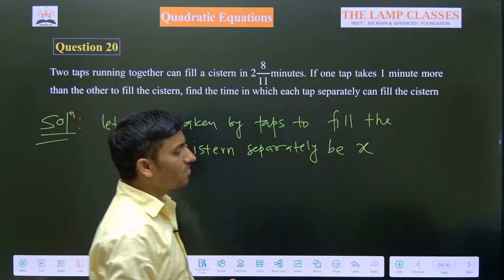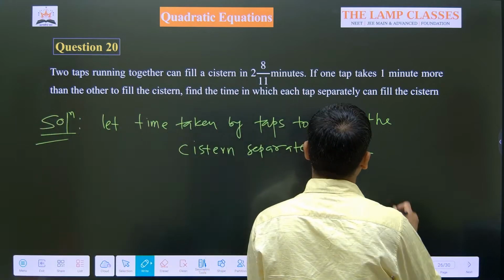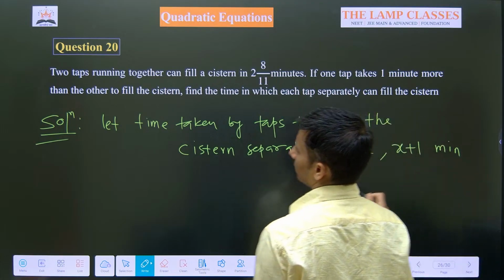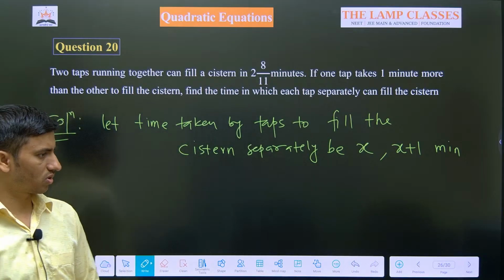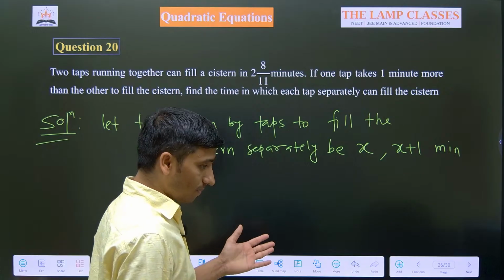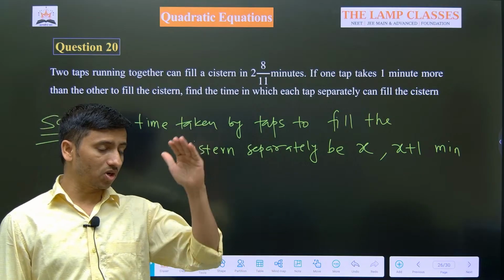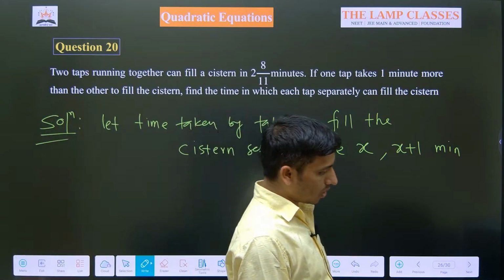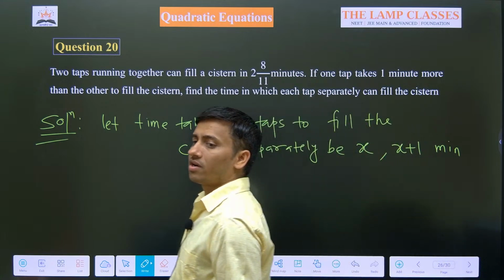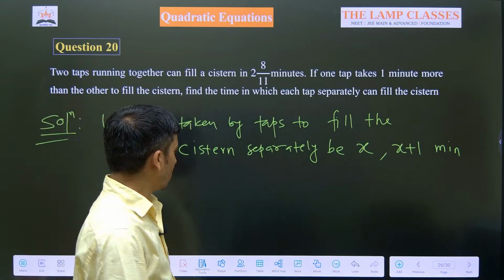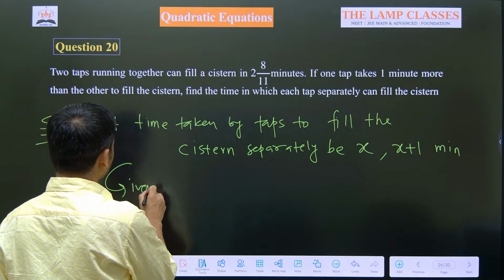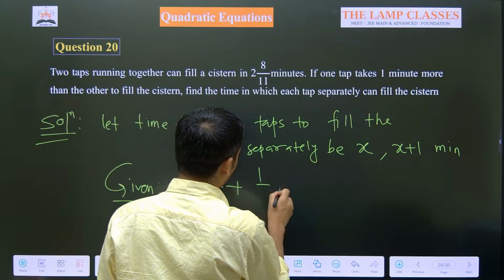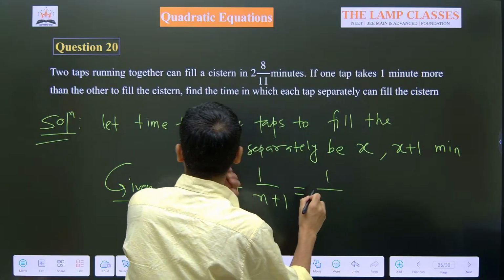Since the time is given in minutes, we can start by assuming the first one is taking x minute and the second one will take x plus 1 minute, or x and x minus 1 minute. One takes 1 minute more than the other, right? So the direct formula which you can apply, as in the morning also we discussed, is 1 upon time taken by one tap alone plus 1 upon time taken by another tap alone will be equal to 1 upon time taken together. Are you getting? So based on the given thing, the equation which we will frame is 1 upon x plus 1 upon x plus 1. That has to be 1 upon time taken together.